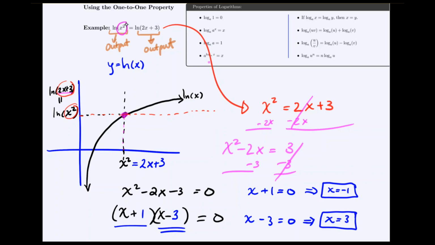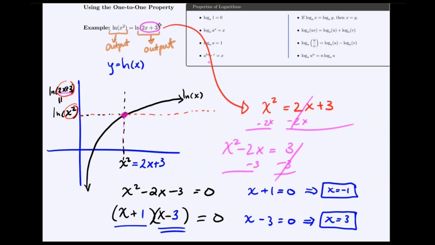Plug 3 into this. 3 squared is 9. That's fine. It's a positive value that we can plug into natural log. Let's check the right side. 2 times negative 1 is negative 2, plus 3 is 1. Plug 1 into natural log, you'll get a real value.